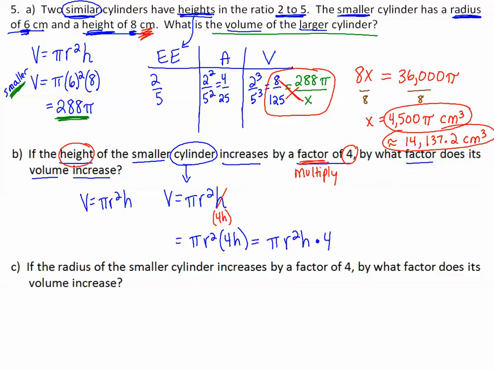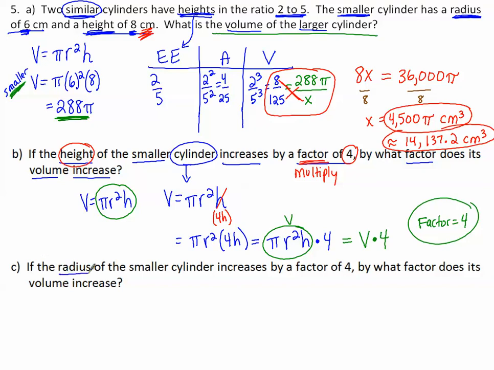So remember that the volume equals pi radius squared times height. So this part is the volume. So that means I've taken the volume and multiplied by 4. So what factor does the volume increase? By a factor that is 4. 4 times the volume. Let's look at another one so that you can see the difference between when we're changing the height versus when we're changing other dimensions.